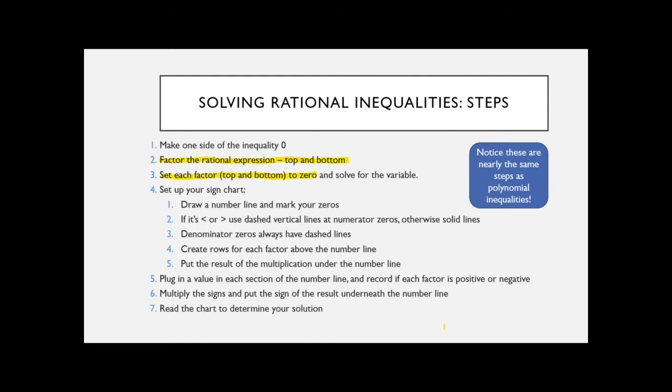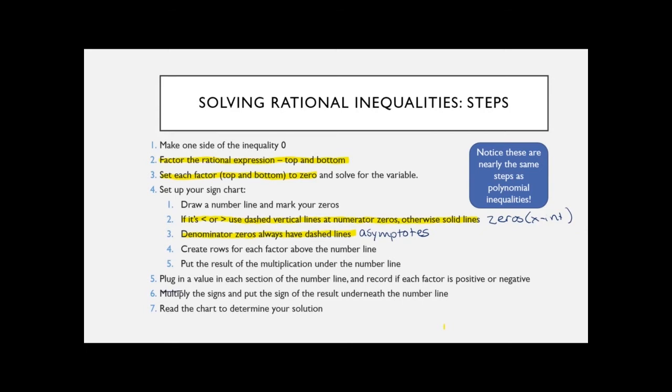The other difference is that with the less than or greater than signs, you use dashed, and the numerator solid otherwise, but the denominator zeros are always dashed because those are where the asymptotes are. So the denominator gives you the asymptotes, so those are always going to be dashed. We can't include those. The numerator is actually giving you the zeros or the x-intercepts, which I abbreviate as x-int.